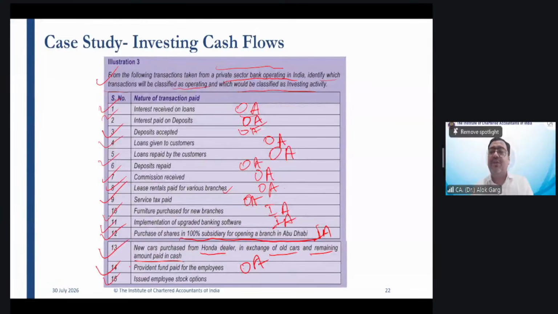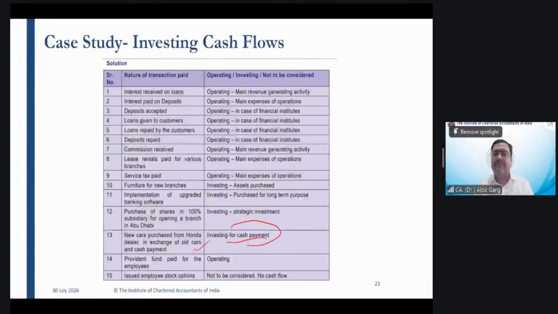Issued employee stock option. You have issued ESOP. At the time of issuance of ESOP, no cash flow is there. It is a non-cash item. I hope it is okay. Is it clear? Yes.